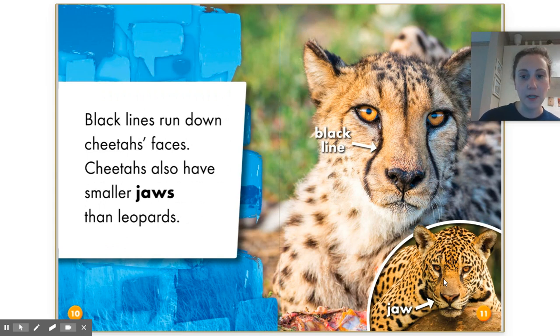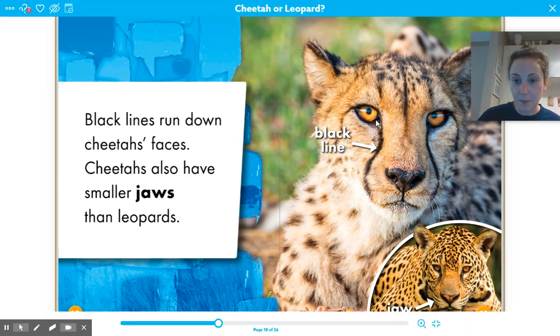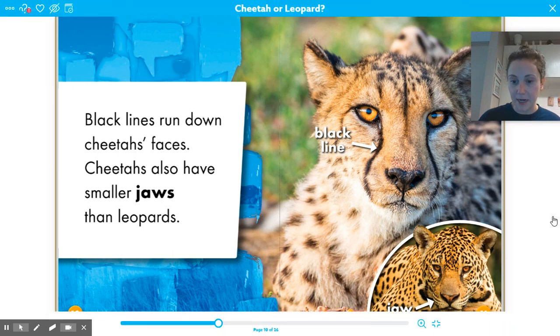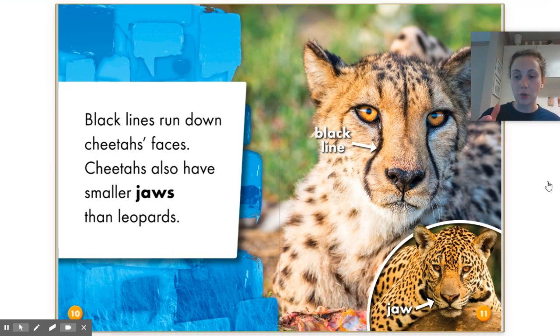Keep moving. Black lines run down cheetahs' faces. Cheetahs also have smaller jaws than leopards. So you can see these differences in the photograph on the right. It's really important in comparing and contrasting that you're paying close attention to the photographs as well. So look at the cheetah. Do you see the black lines running down his face right here, kind of outlining his nose? And cheetahs also have a smaller, more narrow jaw, this part of their face, as opposed to leopards. Look at the leopard down here in the corner. His jaw is much wider set.